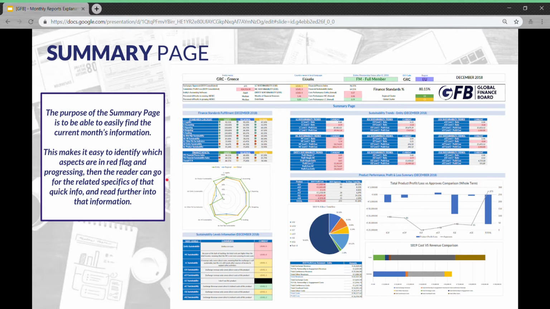If you see there are red flags, if you see there are problems, if you see that there have been improvements, you can go and take a look at the specifics on the next few pages.